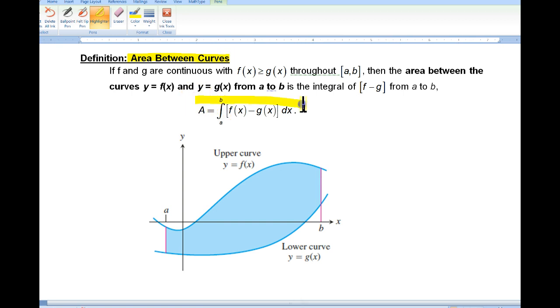I have a question about this. Would it be the same as the area is equal to the integral of f of x minus the integral of g of x? Sure. From that point on, you could use your property of integrals where you can distribute the integral to both f of x and g of x. That's fine.